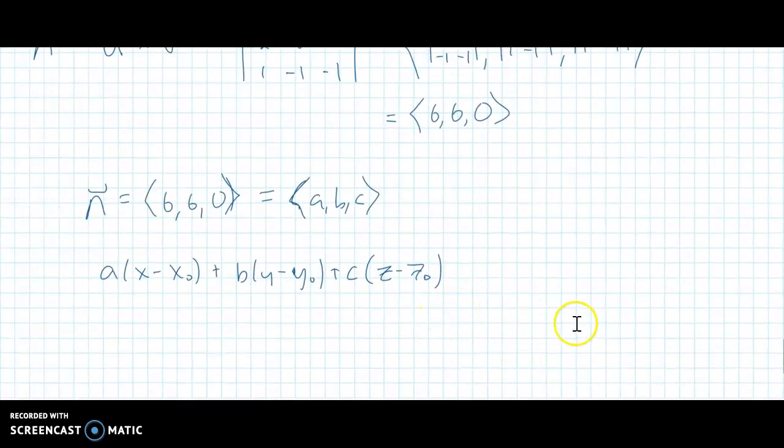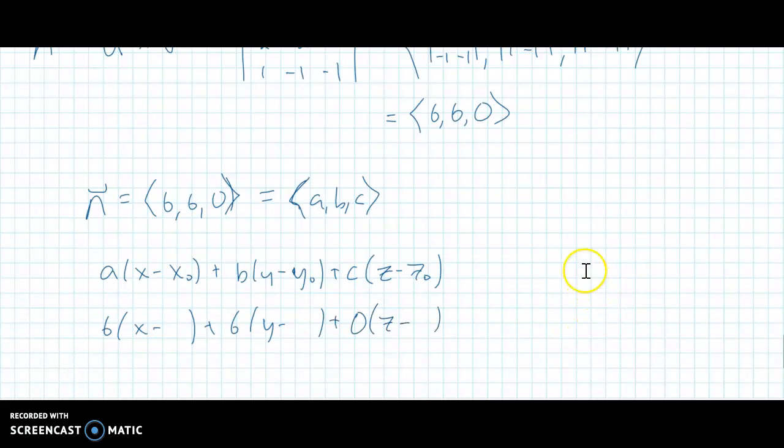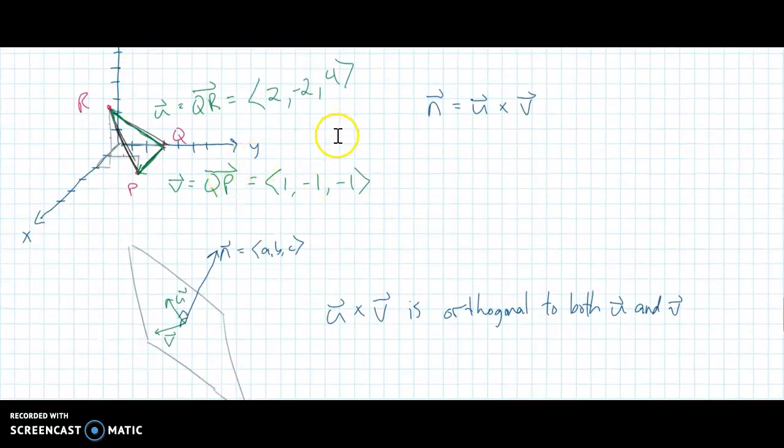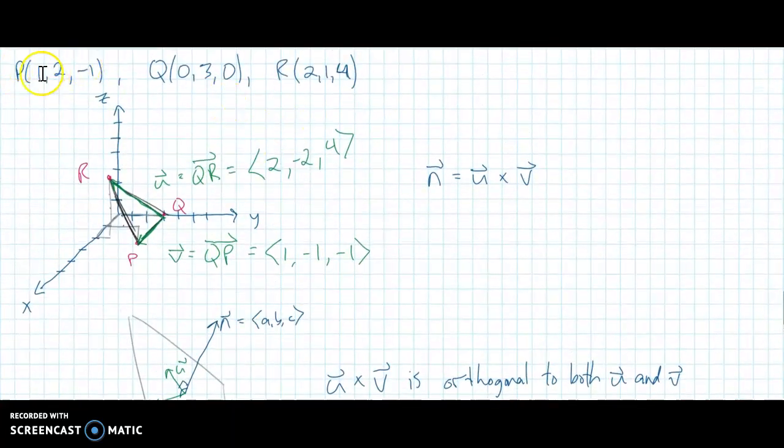So that tells me that I've got 6 times x minus something plus 6 times y minus something, plus c is 0 times z minus something. And then that is equal to 0. Sorry, I didn't write that there. So now what I need to do is choose a point. Which point am I going to take? I am going to take this first one, P.